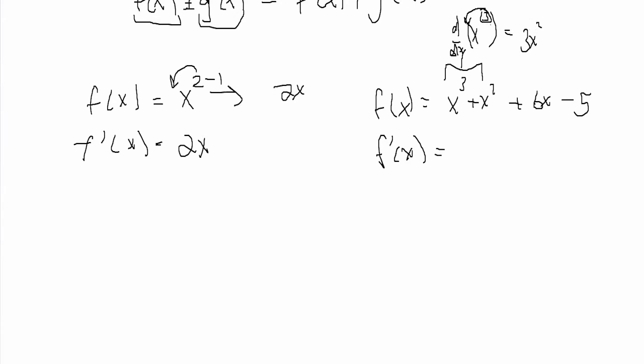So you take the 3, you bring it down, and it becomes 3x squared, and then you decrease the exponent by 1, so it becomes 2. So that's our first thing. And like we just said, for the x squared, you just take the 2 down, and then you decrease by 1, like we said here. So it's just plus 2x.